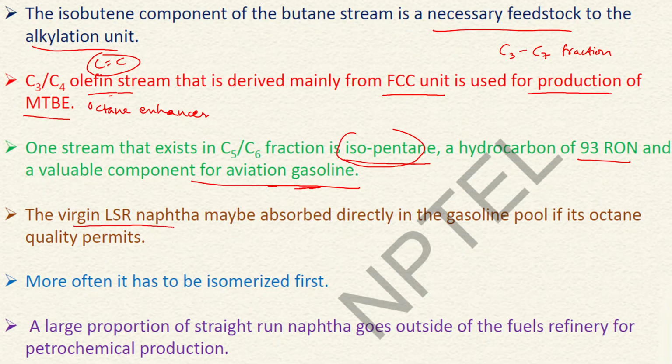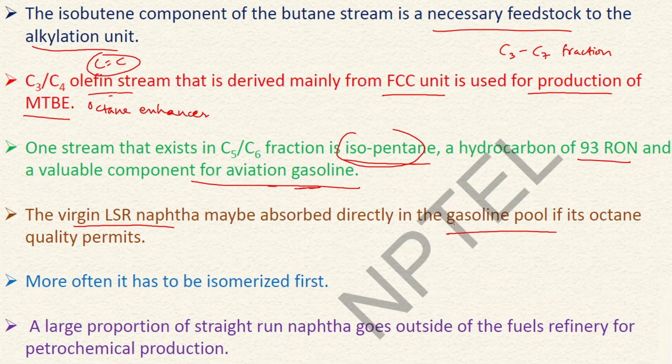Then the virgin light straight run naphtha is also sometimes directly added to the gasoline pool if its octane number is in the permissible range. What we are saying here is that the light straight run naphtha that we get from the atmospheric distillation unit consists of various fractions. Okay, so it needs to be converted to gasoline. So if some non-permissible components are present in the light straight run naphtha, then we need to remove them. But if this light straight run naphtha is of very good quality and has a very good octane number, then it can sometimes be directly added to the gasoline pool.